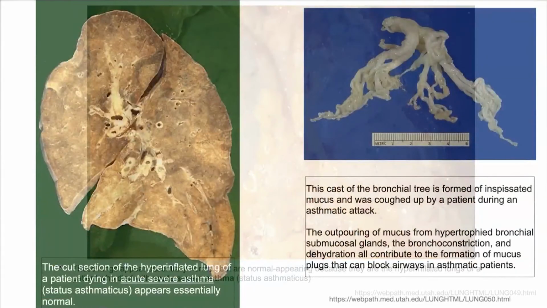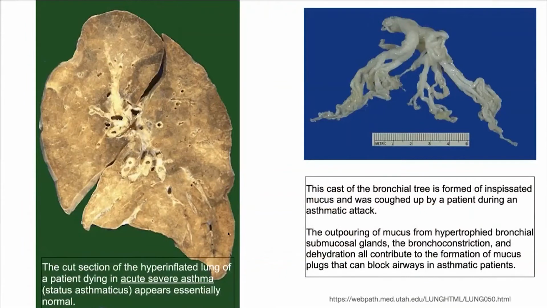This is a cross section of the whole lung, and it shows that it's a little bit flat here because of hyperinflation. This paler area probably has some exudate inside the lung parenchyma, and this is a mucus plug that has been pulled out from the airways of a patient who died of status asthmaticus.